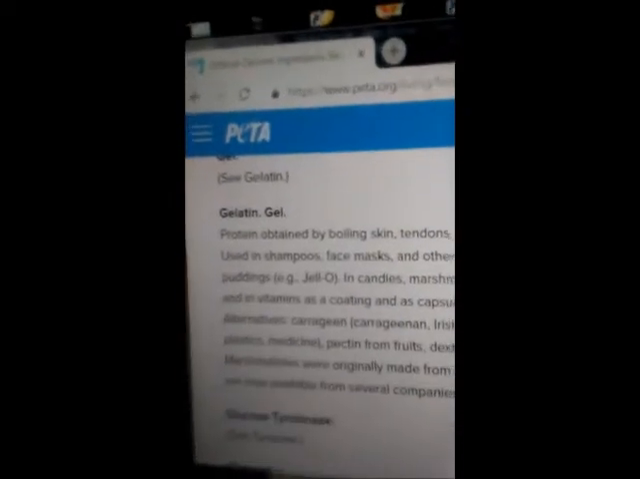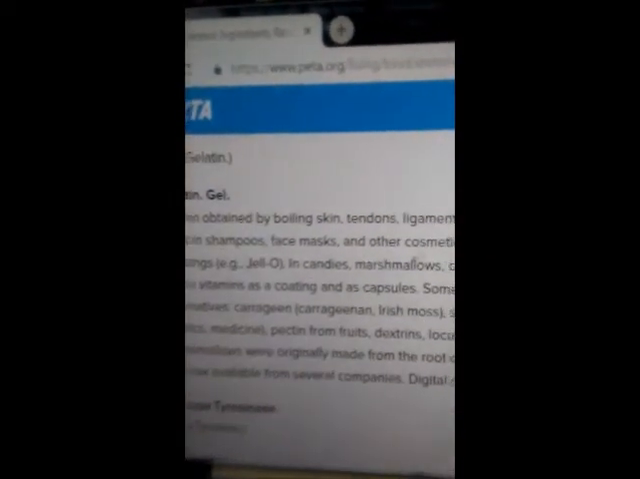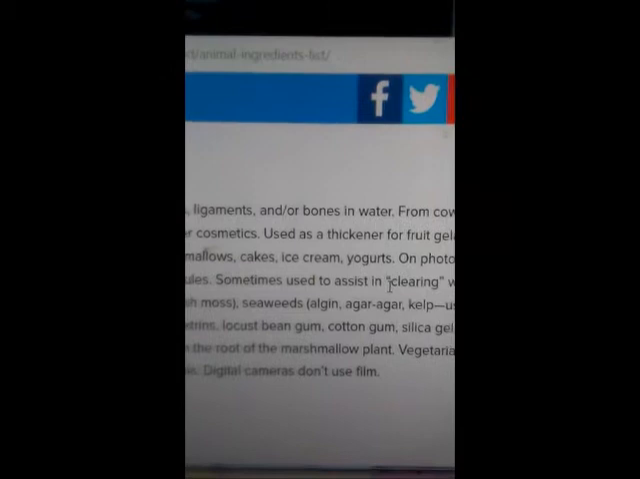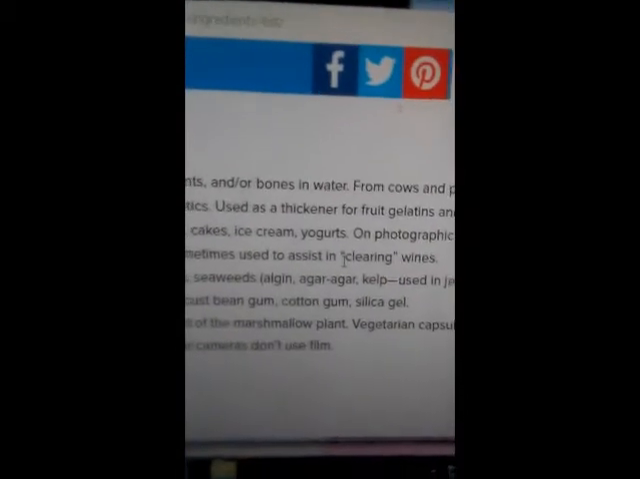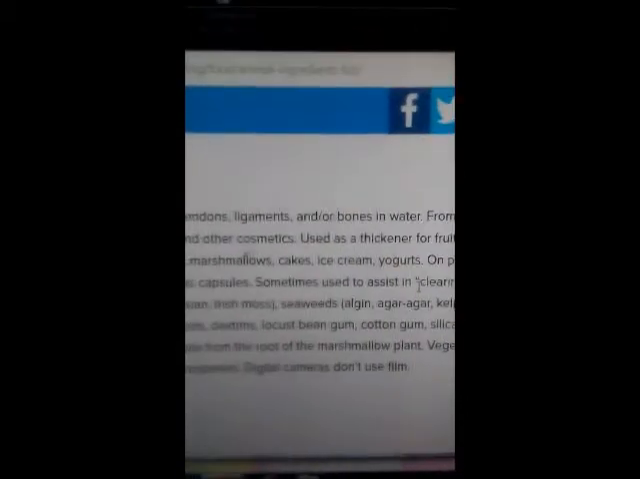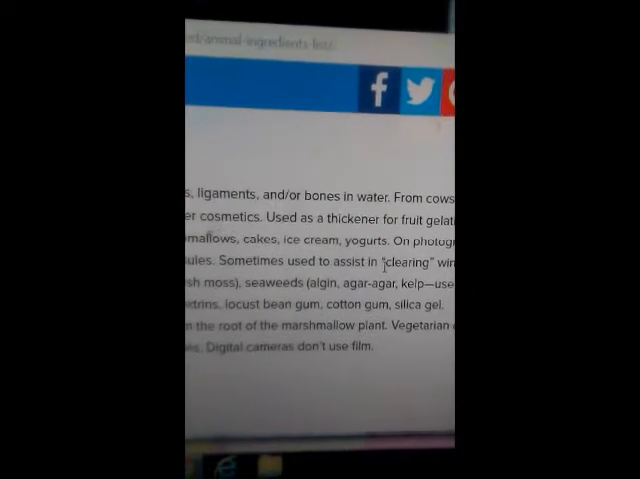And it says marshmallows were originally made from the root of the marshmallow plant. Vegetarian capsules are now available from several companies. Digital cameras don't use film. So you are able to use a camera. You don't have to use the one that uses film.